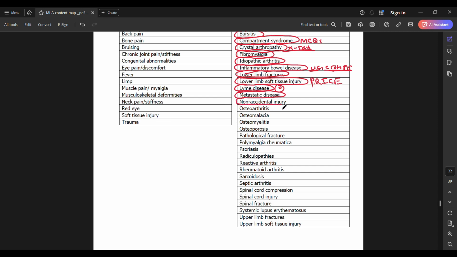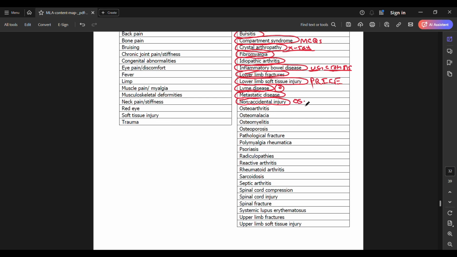Next, you have non-accidental injury, very important. Okay, so domestic violence, child abuse, non-accidental injury could be in the case of abuse of the elderly. So just non-accidental injury, know how to identify it, know what the difference between accidental and non-accidental injuries are, and know how to handle these cases.